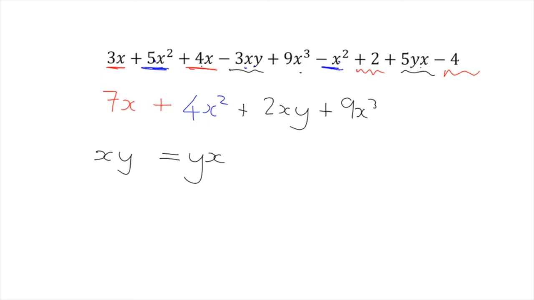I've already dealt with the x squareds, and here I've got a plus 2 minus 4, and so plus 2 minus 4 is going to give me negative 2, and I've already dealt with the yx, so I've dealt with everything. Here is my simplified expression. So this whole big long expression is equivalent to this expression here, and I've done it by combining like terms, which are terms that have exactly the same variable, same letter, same exponent.